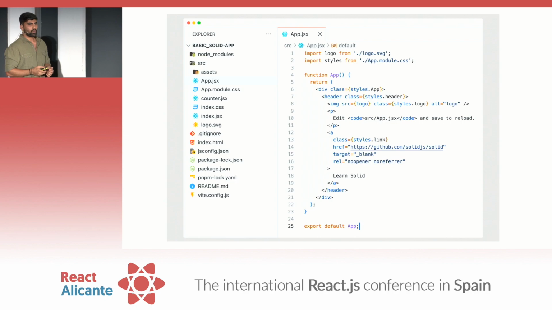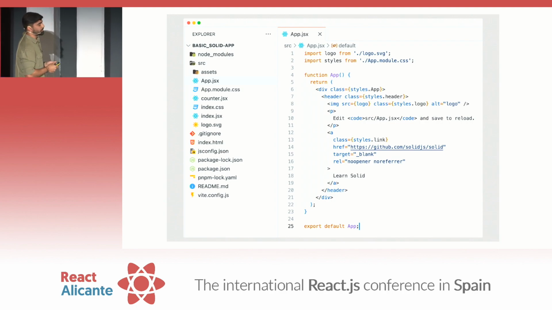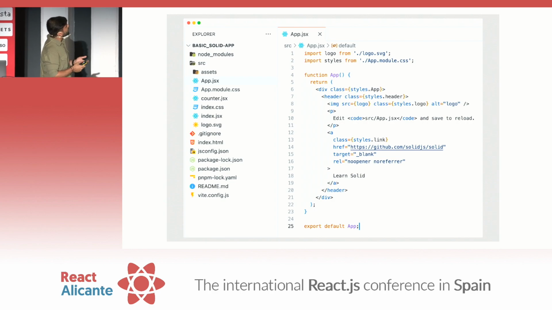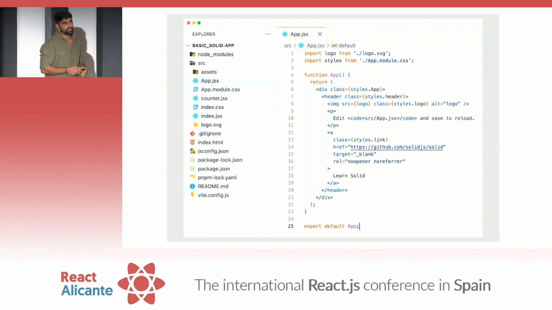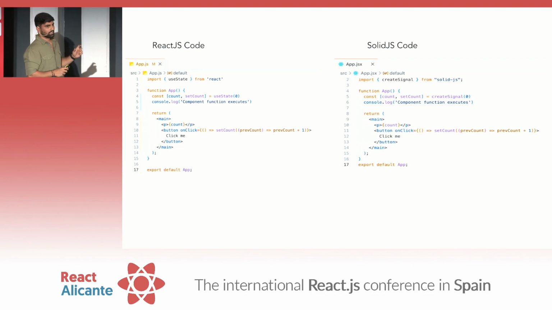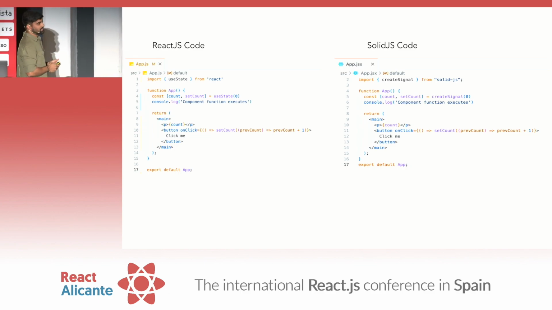So if you start a project with SolidJS, you will be greeted with this. It almost looks like typical React.js code. You have your class, you have your component, you have your JSX code. You can pass around props between different components. And if you look at a small incrementer counter program, you can see that almost 90% of the code looks the same.